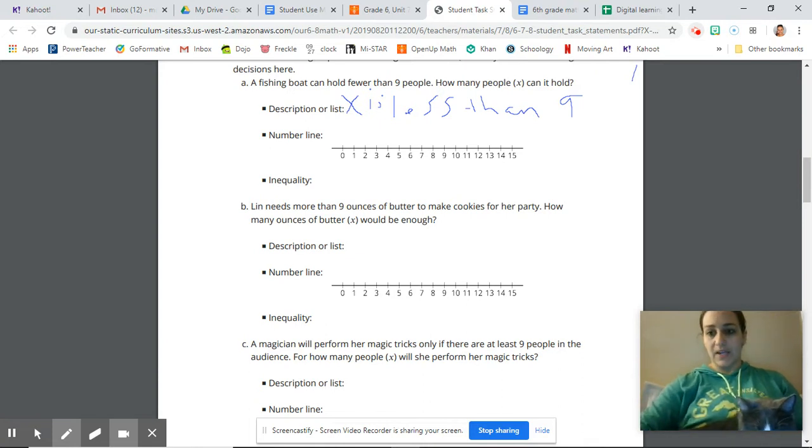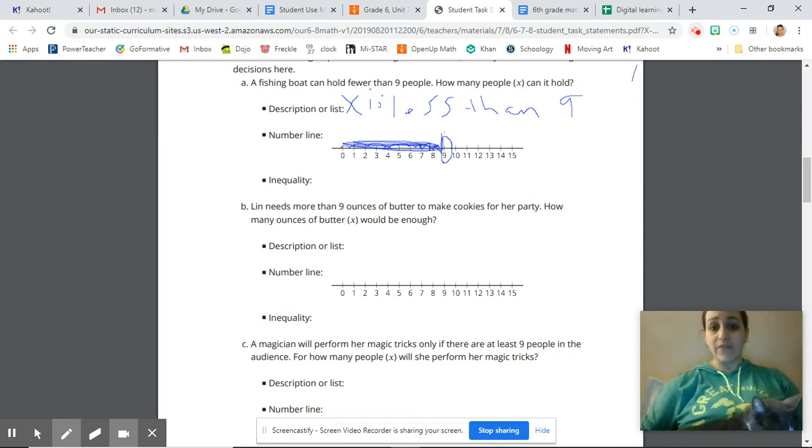So if I look at my number line, I'm going to start at the number 9. There's 9. So I'm going to circle that 9. And it could be anything less than 9. So that boat could hold 8 people. That boat could hold 7. It could hold 6, 5, 4, 3, 2, 1, all the way down to 0. But 9 would be too many. That fishing boat is going to capsize or sink if we get that amount of weight in there.